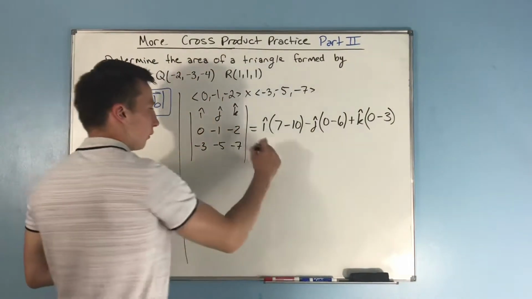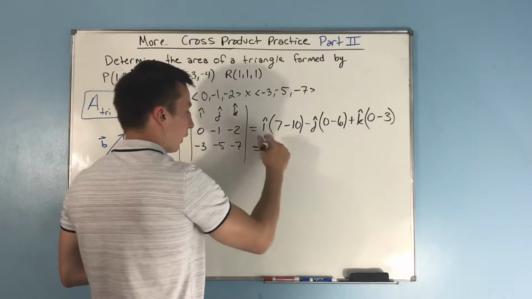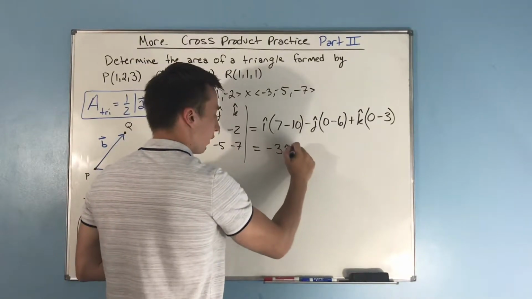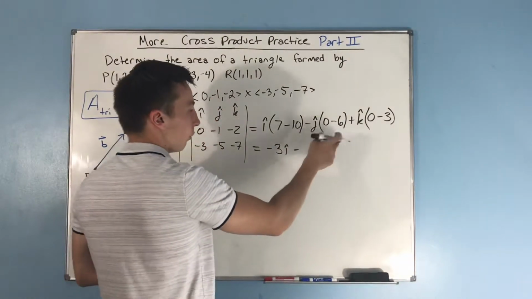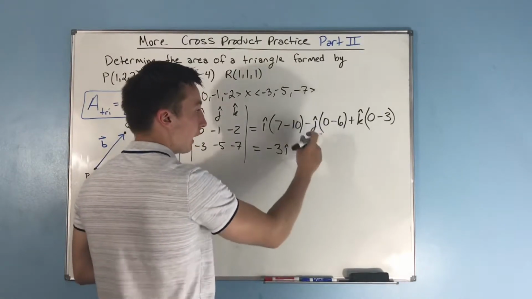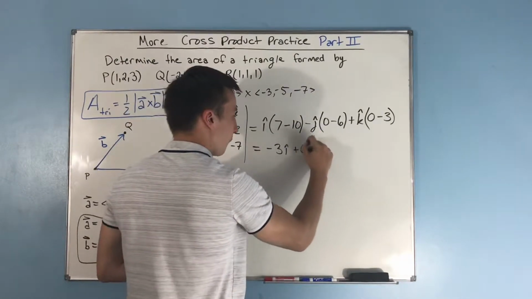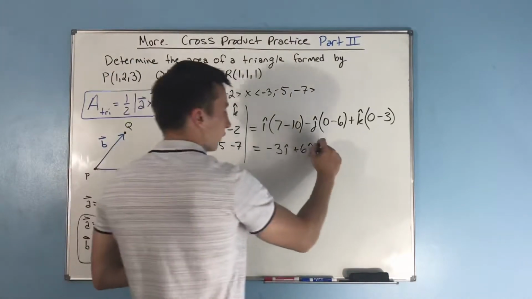Now this is going to be equal to negative 3 i hat, minus negative 6 j hat, so that's going to be plus 6 j hat, and then we have minus 3 k hat.